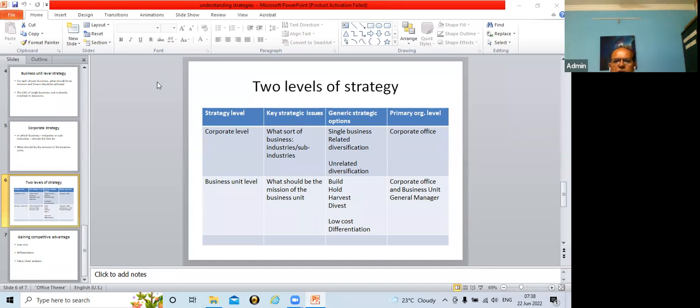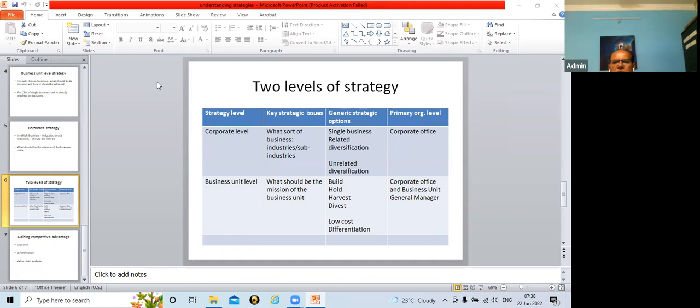Build, hold, harvest, and divest. Now, what is build, hold, harvest, and divest? Build. Initially, you have to build your business. You have to develop your business. Once you develop, then hold that for some years, because you have to earn out of that business. So hold it. After holding, then harvesting means earn out of that harvest, and then divest, then divert to some other business.